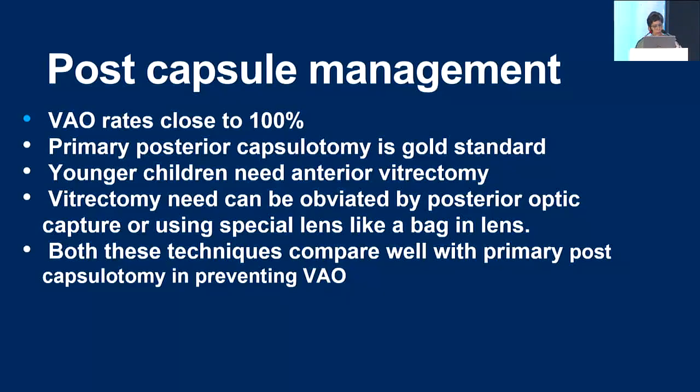Now, after lens aspiration, you have to manage the posterior capsule in the first sitting only, because VAO rates are close to 100%. And primary posterior capsulotomy, just as we do anterior vitrectomy, is the gold standard. But younger children may need anterior vitrectomy along with posterior capsulotomy to maintain a clear visual axis. Vitrectomy can be obviated by using either a special lens like the bag in the lens technique, or a posterior optic capture, if you do not wish to do vitrectomy. Both these techniques compare well with primary posterior capsulotomy and anterior vitrectomy in preventing visual axis opacification.